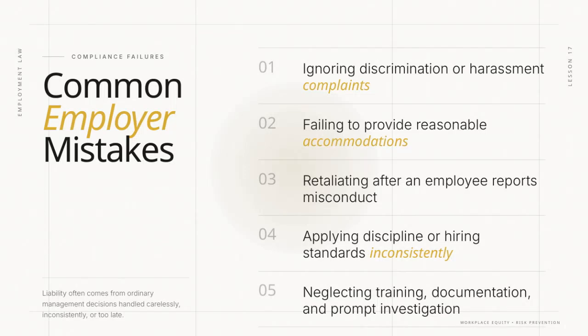On this slide, we're focusing on common compliance failures that employers often encounter. One of the biggest mistakes is ignoring complaints about discrimination or harassment, which can create a toxic work environment and legal risks. Another frequent issue is failing to provide reasonable accommodations to employees, which is not only unfair, but also violates employment laws.